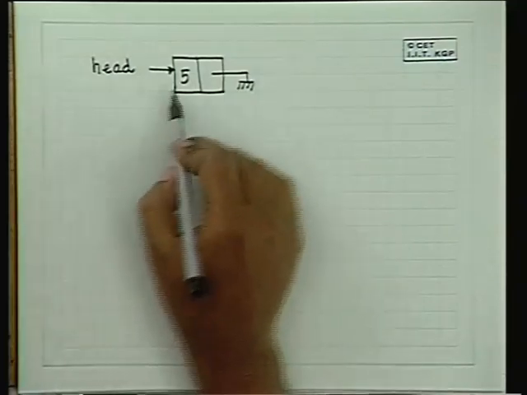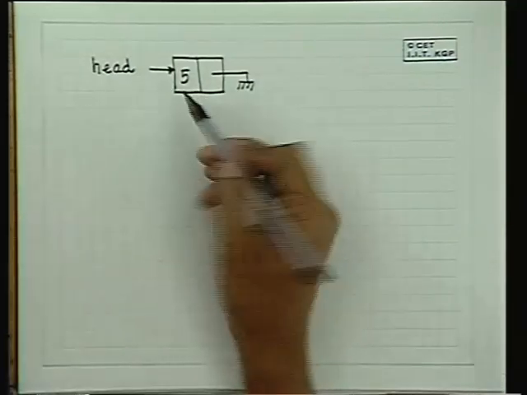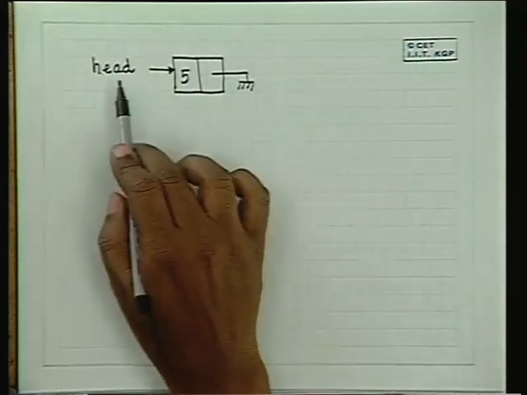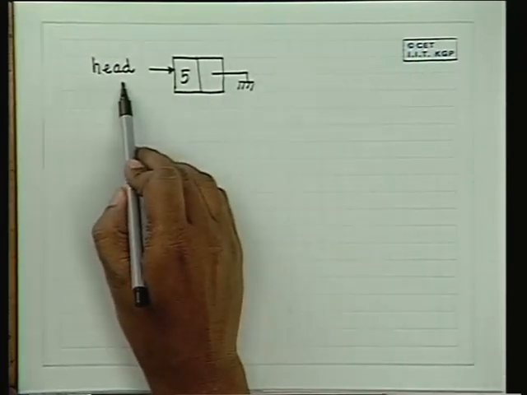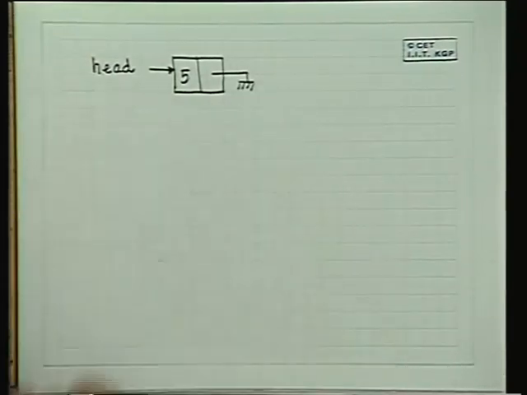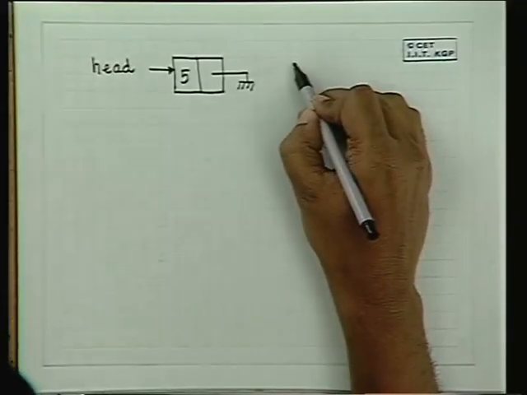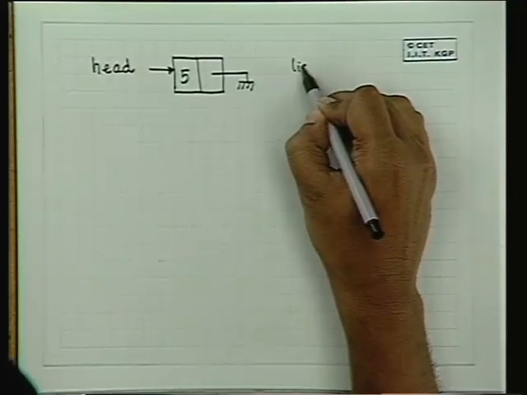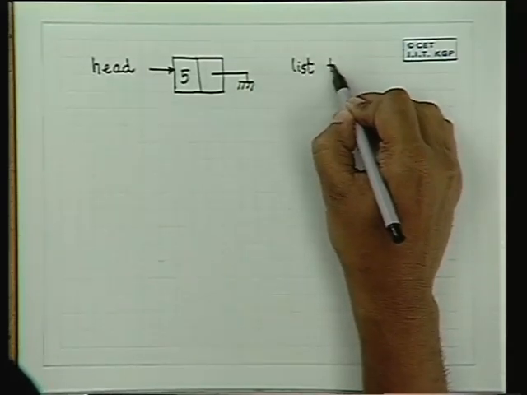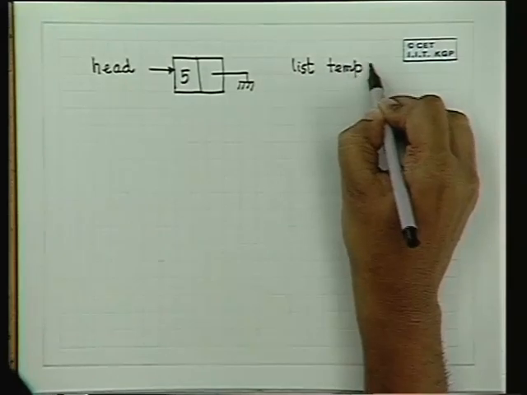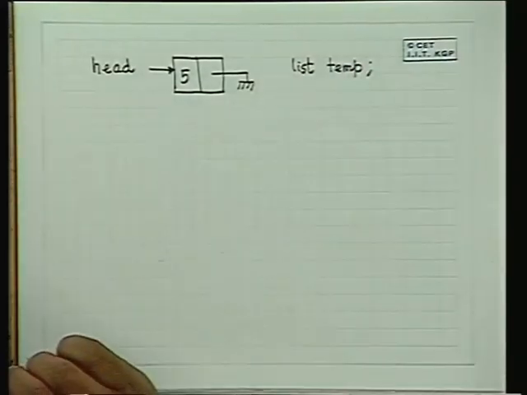Now suppose he says, yes, I want to give another element. It means obviously you have already got your structure and head is the starting of that structure. Suppose somebody wants to read in another element. Then what we will do, I will give you a simple way of doing it. Let us declare another variable, a temporary variable of type list.